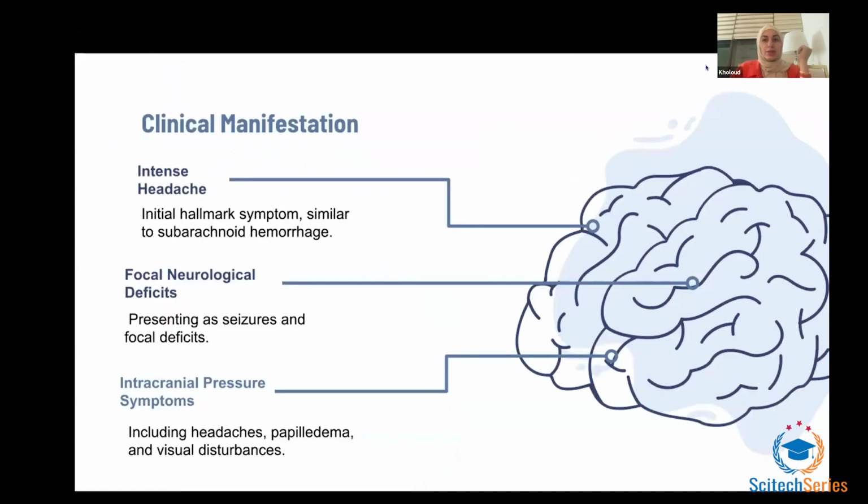And then we have the clinical manifestation. Usually the patients present with intense headache, similar to ones described in subarachnoid hemorrhage. We can have focal neurological disorders that can present as focal deficits or seizures, and symptoms of increased intracranial pressure, such as papilledema and visual disturbances, aside from the headache.